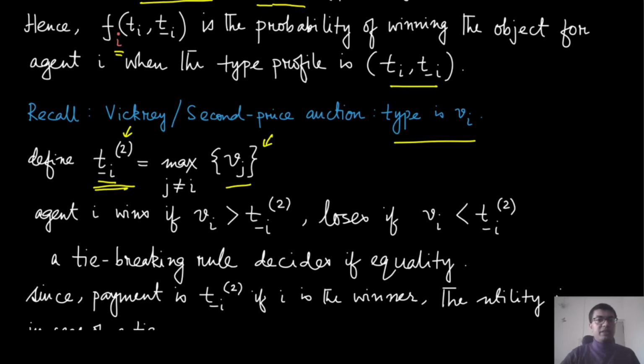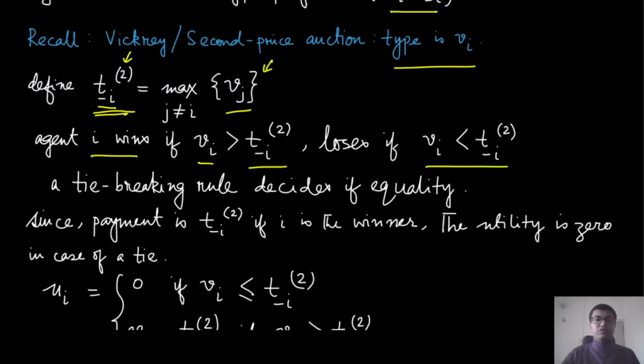Now in the second price auction, we know if agent i wins, then it must be the case that the valuation of player i was larger than this t minus i of 2. So among all the other players, if you take the maximum, it is larger than that. But if it is smaller than that, then agent i does not win. And of course, in the case of equality, you can have a predefined tie-breaking rule which can decide whom to give that object. Now, this is a kind of deterministic allocation. You give the object to the person with the highest valuation.